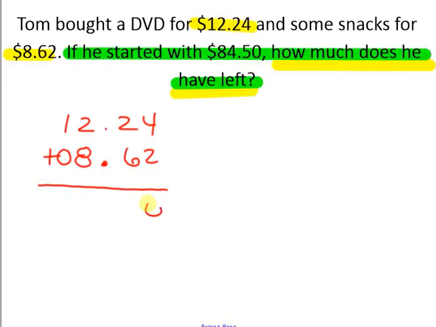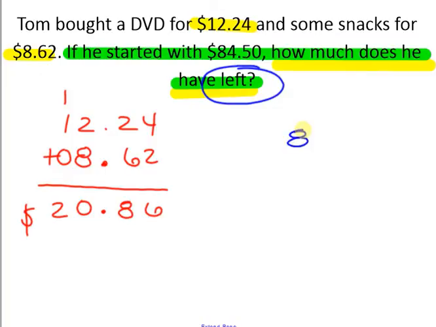Go back and add my placeholder. 4 plus 2 is 6. 6 plus 2 is 8. Bring down my decimal. 2 plus 8 is 10. Carry the 1. 1 plus 1 is 2. So here I have $20.86, but that's not what the question is asking me. It's asking me how much he has left. So he had $84.50 minus $20.86.